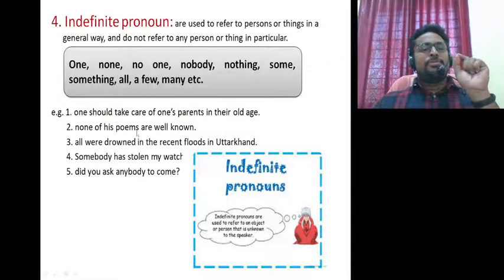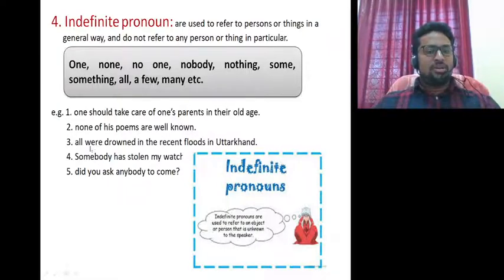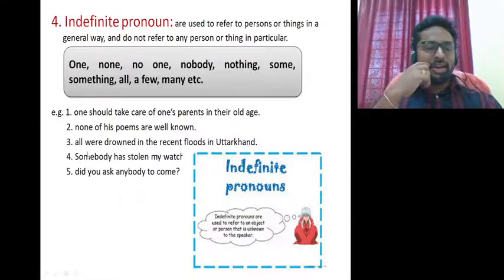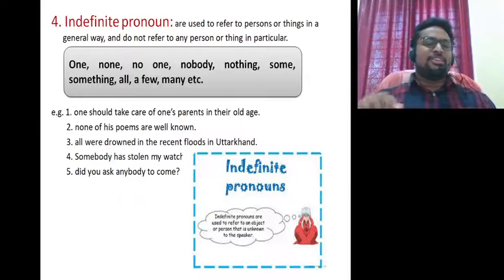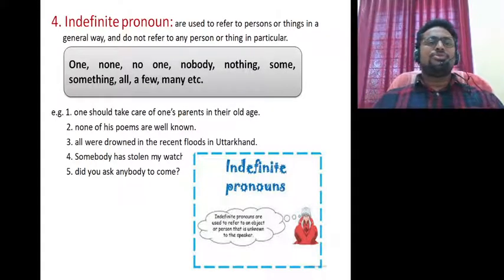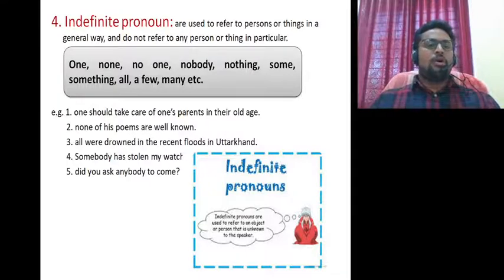None of his poems are well known. None becomes an indefinite pronoun. All were drowned in the recent floods in Uttarakhand. All is indefinite. I am not mentioning a particular name of who has drowned in the Uttarakhand flood. I am generalizing the sentence, I am generalizing the context. To generalize, to describe in a general sense, we have to use an indefinite pronoun.